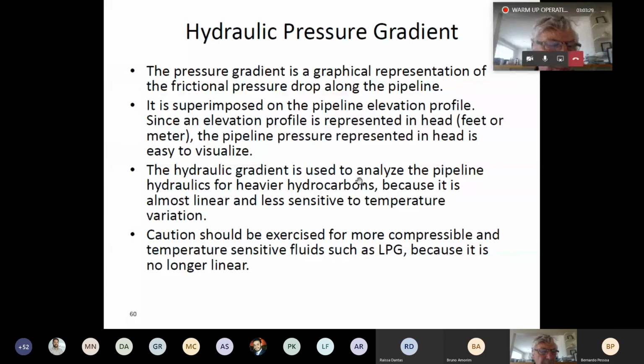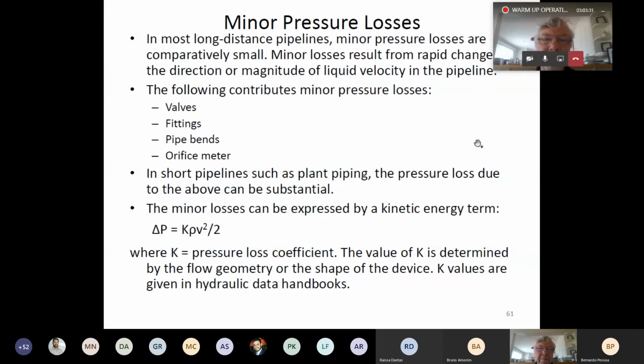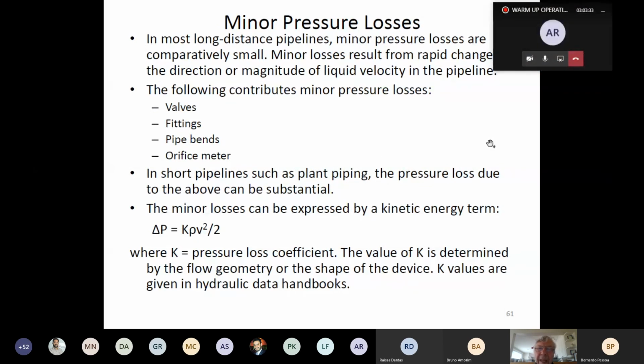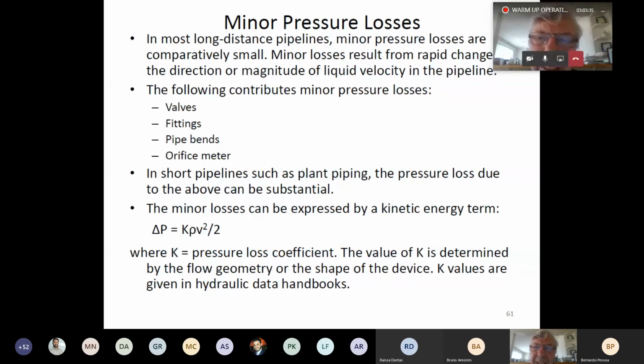Let's look at 61. So in most of our pipelines, long distance, the losses that we have in bends and the losses that we have going through the valves are very, very small compared to the frictional losses. It's only when we get into pump stations somewhere where we've got lots of bends and lots of components that we start thinking about the pressure losses there through valves and fittings and so forth.